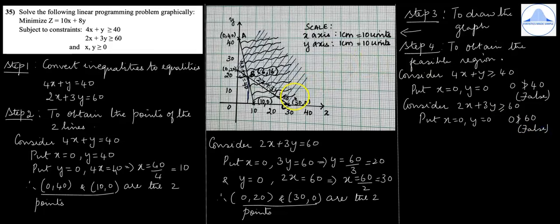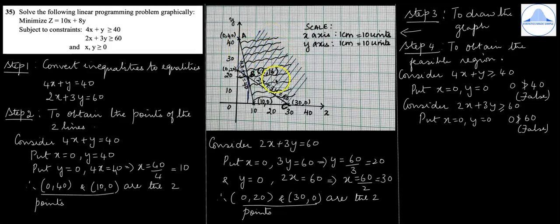Now we have to do the shading part in the graph. For both the inequalities, we got the condition as false. Whenever you get false, you have to shade away from the origin, that means on top of the line. So you take the first equation, that is 4x plus y equal to 40, and then you shade on top of this line.